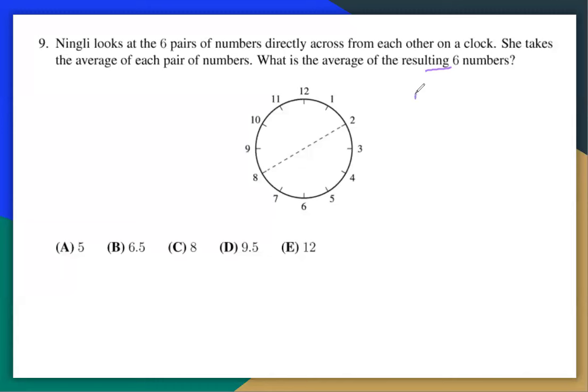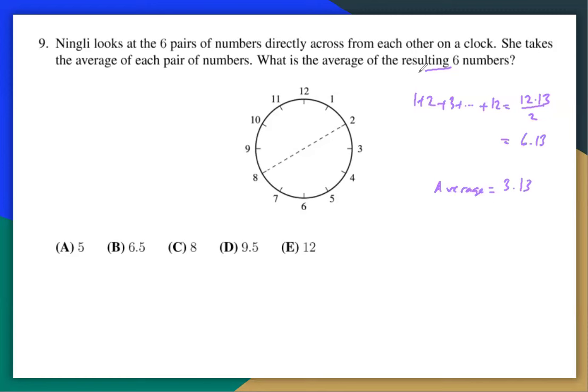Make the pairs. So basically I can add those by just Gauss. So that will be 12 times 13 over 2, which is going to be 6 times 13. So this is the sum of those pairs. But we take the average of each pair, which means we should divide this by 2. Then the average of those pairs has to be 3 times 13. So that is my average.